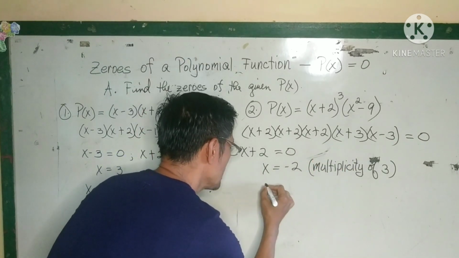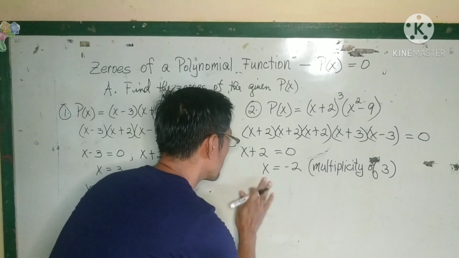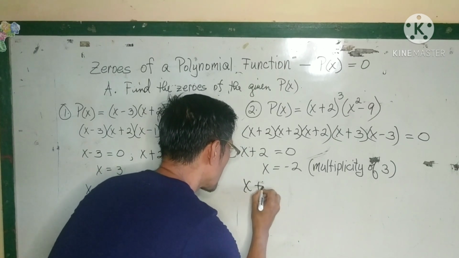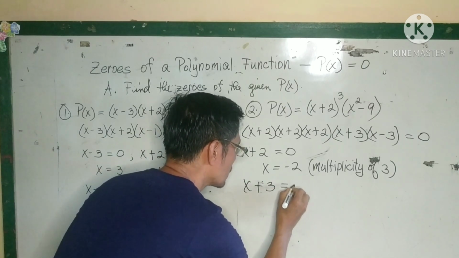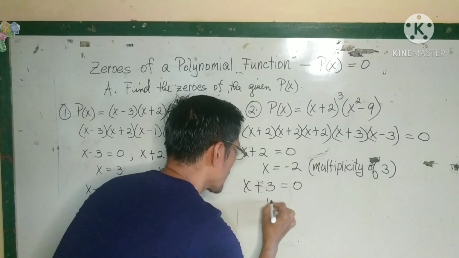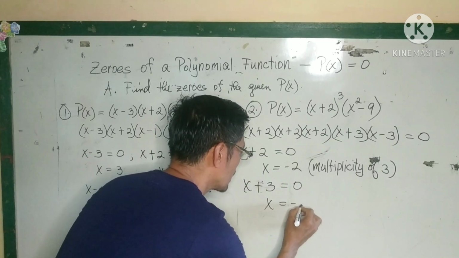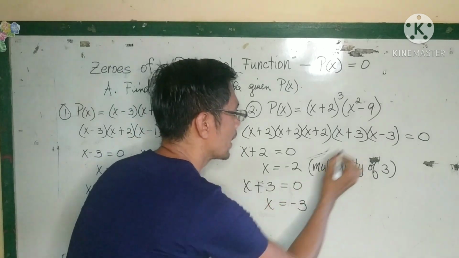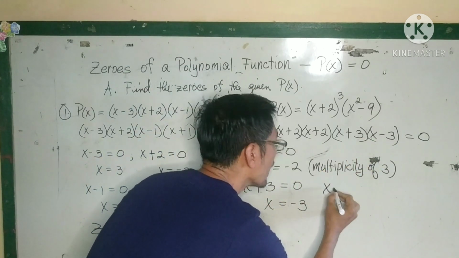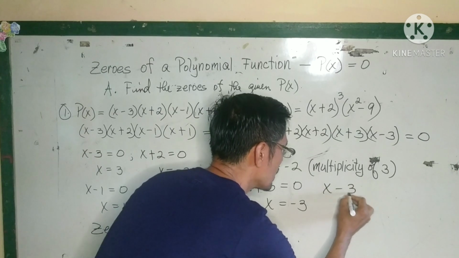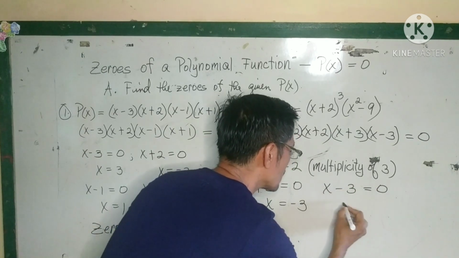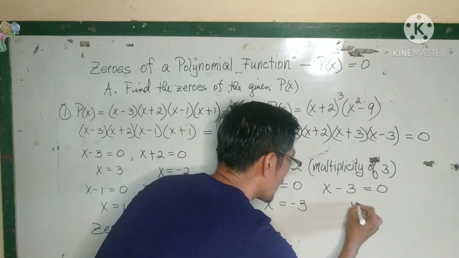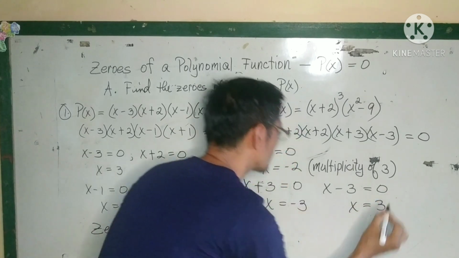Then we have x plus 3. Equate it to 0, so x is equal to negative 3. Then the last, x minus 3 equals 0. So we have x is equal to 3.